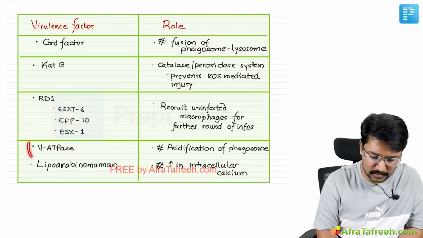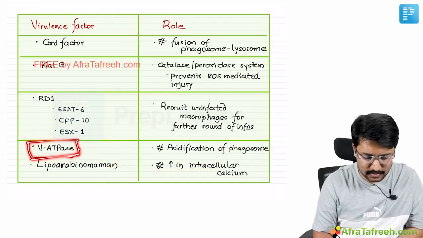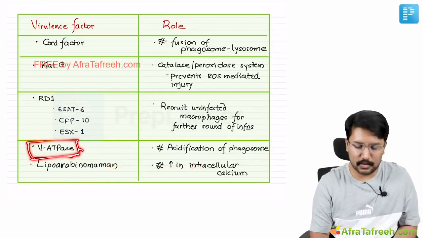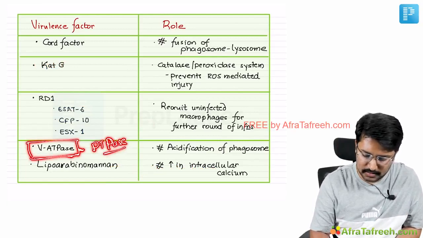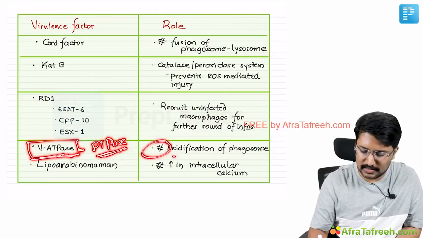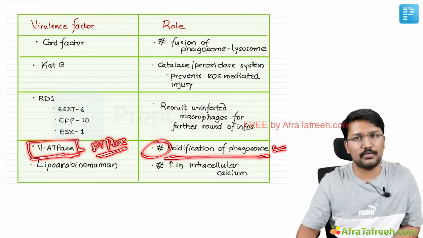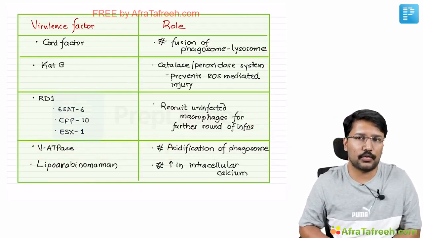The last virulence factor we need to know is V-ATPase. So this V-ATPase is, okay, I shouldn't be calling V-ATPase a virulence factor. The virulence factor is actually PTPase. V-ATPase is the one involved in acidification of the phagosome, and this PTPase inhibits the acidification of the phagosome. So this in essence summarizes all the basics we need to know about tuberculosis.